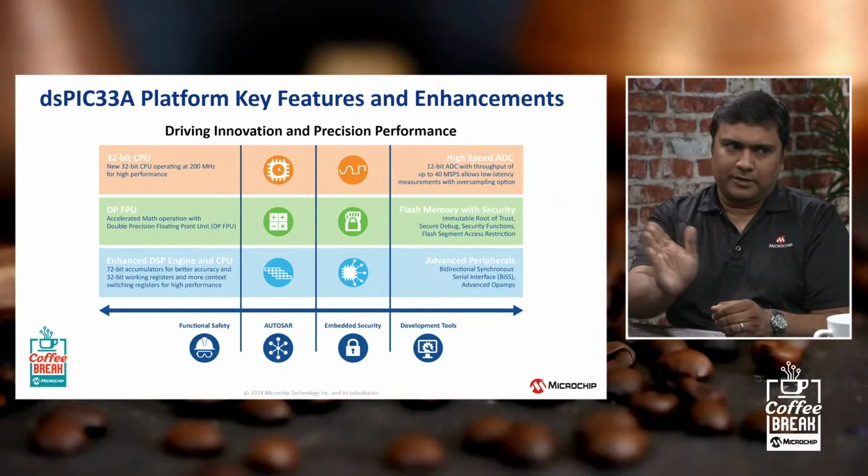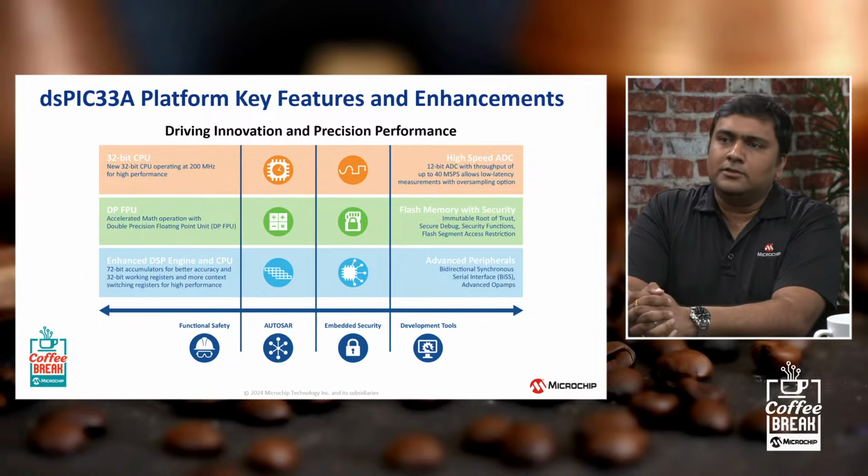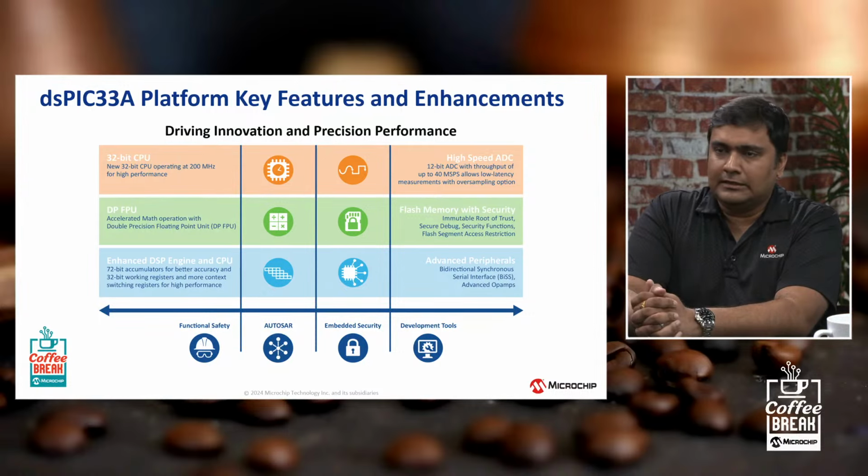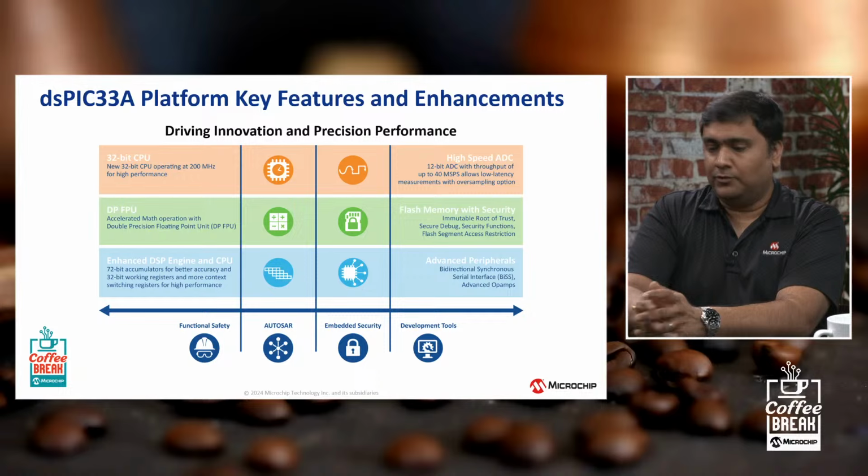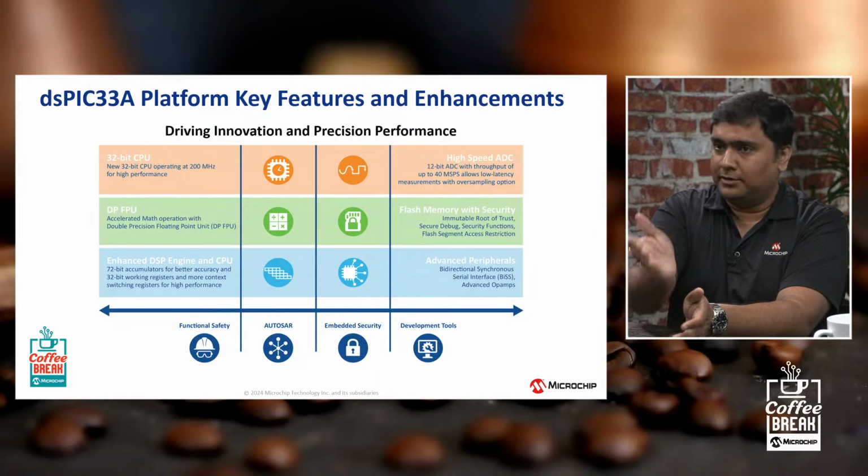If you look at the right side, there's lots of improvement on the ADC. This is a 12-bit ADC running at 40 megasamples per second. That's the conversion rate that you can achieve up to that level. And of course, you can oversample and get higher resolution than 12-bit as well.